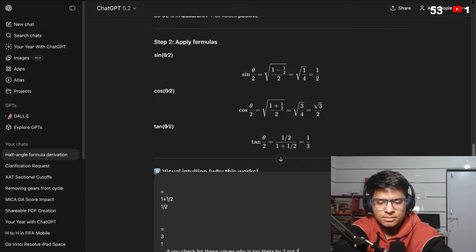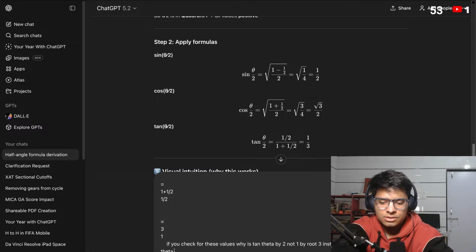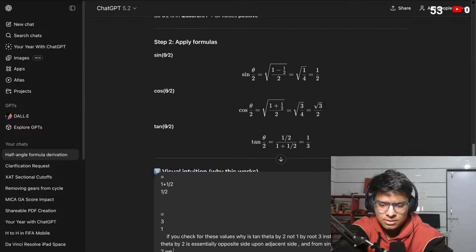Not 1 by root 3 instead of 1 by 3, because tan theta by 2 is essentially what you call opposite side upon adjacent side, and from sin theta by 2 and cos theta by 2 we get that opposite side is 1, adjacent is root 3 and hypotenuse is 2.